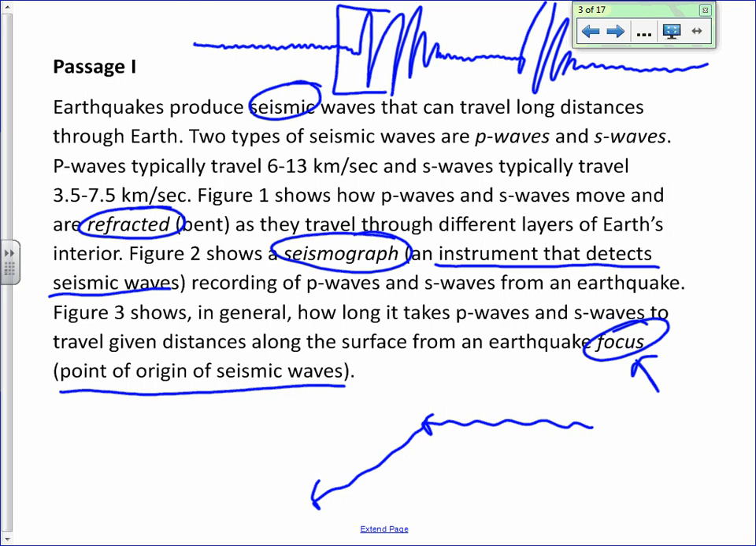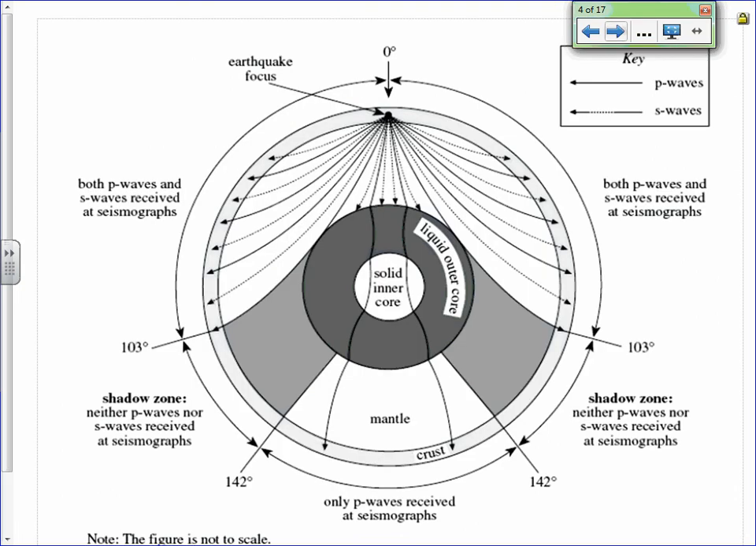Let's start to take a look at some of the data. We take a look at figure 1. Figure 1 is showing us the distance that waves travel in addition to what parts of the earth they hit. Some key focuses here are the word focus again, right here. This earthquake in this example is starting right there, and you can watch the two different types of waves, P waves and S waves, travel from the focus.